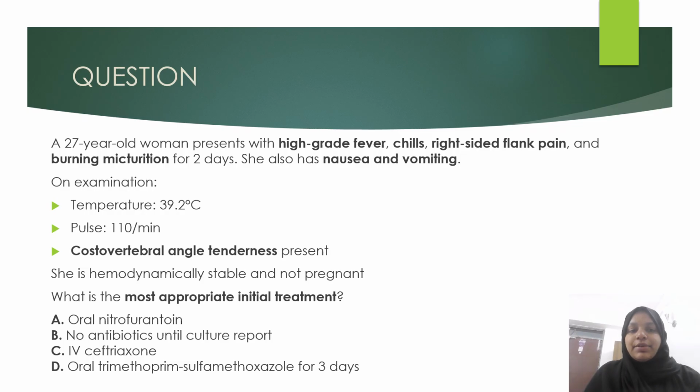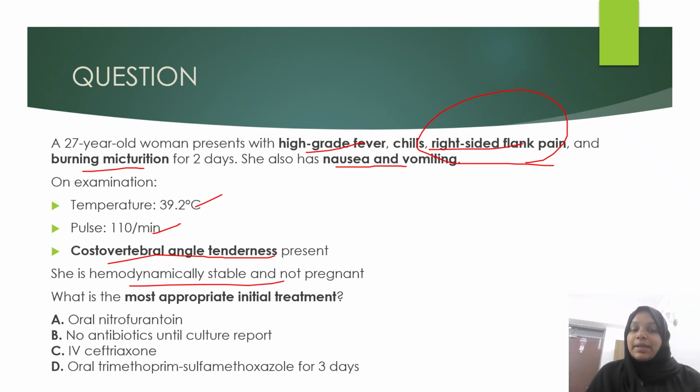Next question, a 27-year-old presents with high-grade fever, chills, right-sided flank pain and burning micturition for 2 days. She has also had nausea and vomiting. So right-sided flank pain with fever, chills and burning micturition. What is it likely to be? It's UTI, complicated or uncomplicated? Complicated UTI because there is right-sided flank pain. There is raised temperature, pulse is elevated, costovertebral angle tenderness. That means there are some pyelonephritic features, right? You see hemodynamically stable, not pregnant.